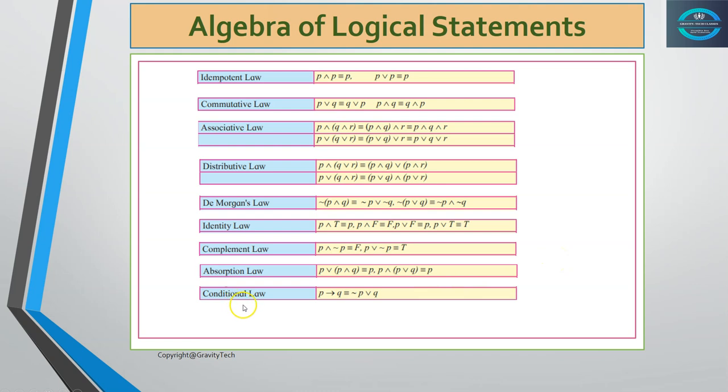Now conditional law. This we have already seen, right? P implies Q क्या होता है? Negation of P or Q. Then biconditional law is what? P double implies Q will be what? P implies Q and Q implies P. That means by using this, negation of P or Q and negation of Q or P, right? These are the algebra of logical statements.